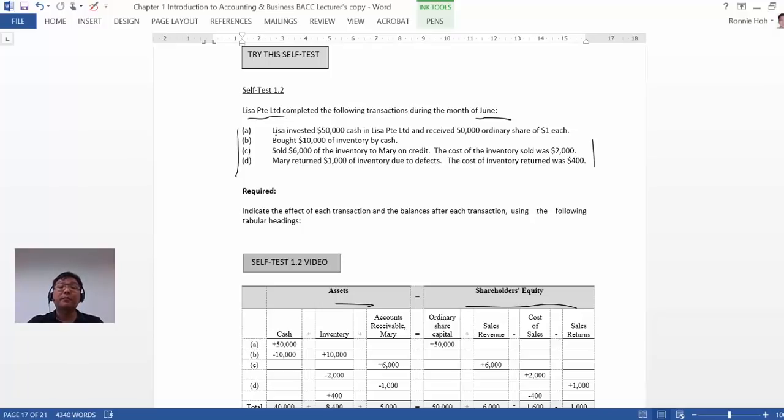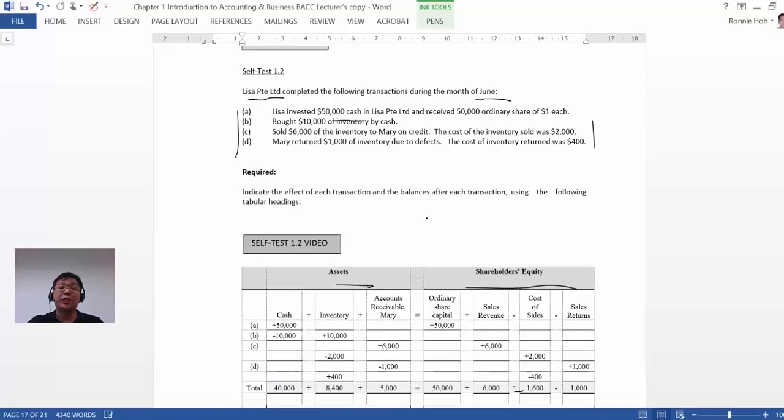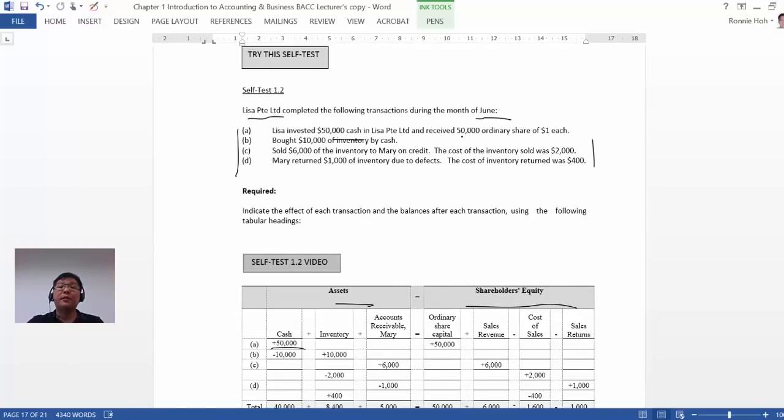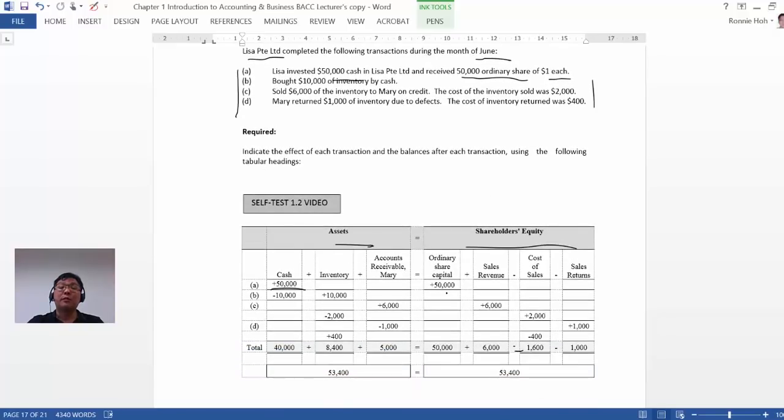We have Lisa. Now, Lisa invests 50,000 cash. When you invest cash, it is an asset from the business's point of view. So assets will go up, so cash will increase by 50,000. In return, the company issued to Lisa 50,000 ordinary shares of $1 each. So 50,000 shares times $1 is worth how much? 50,000. Therefore, this will increase the share capital by 50,000, meaning the amount that the business owes the owner, in this case Lisa, is $50,000.